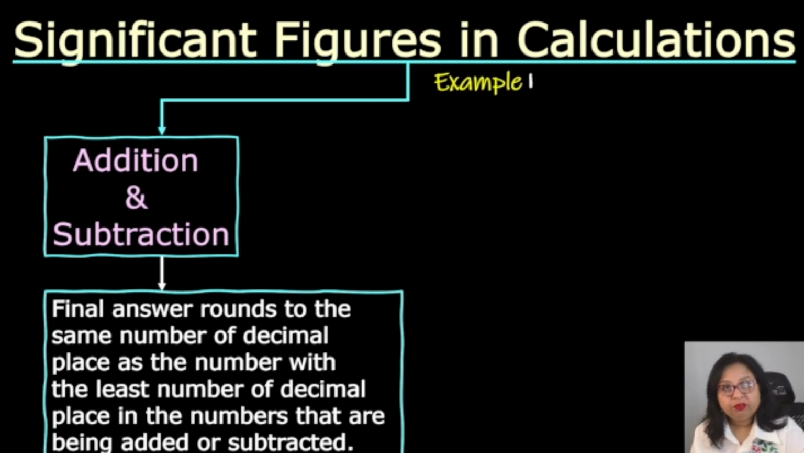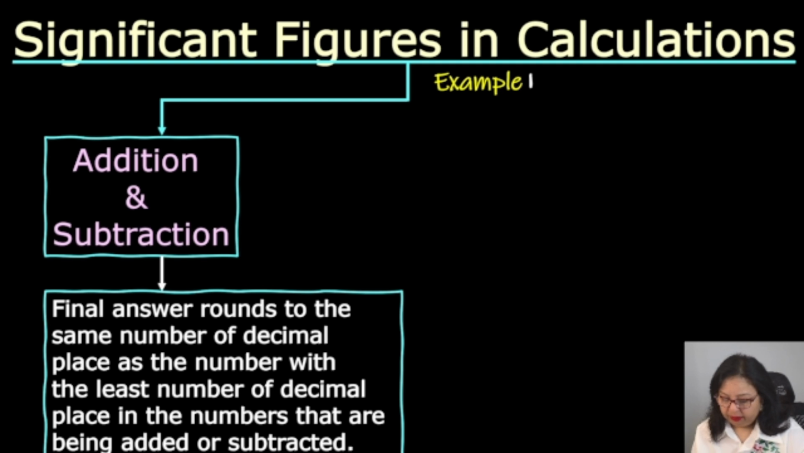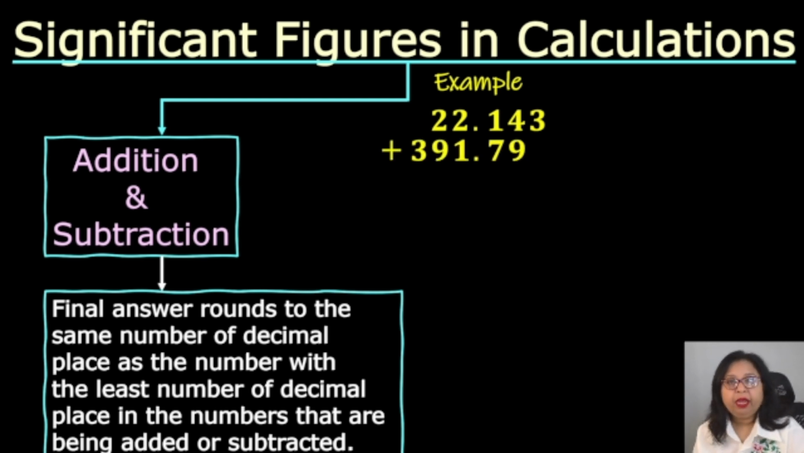I know it's a lot of words, so let's understand with the help of an example what we mean. Alright, so example number 1. We have a number 22.143 which is to 3 decimal places. That means it has 3 digits after the decimal. To that we're adding 391.79. So we know that the final answer must round off to 2 decimal places. Why so? Because the second number here that is being added, that has 2 digits after the decimal. So the second number, that is the number with the least number of decimal places.